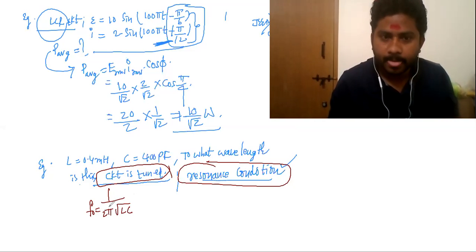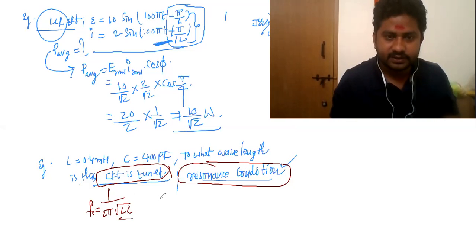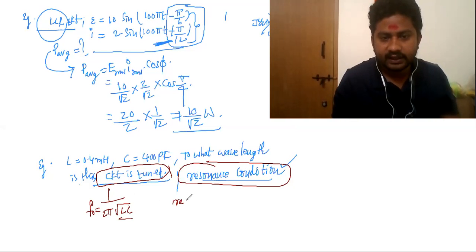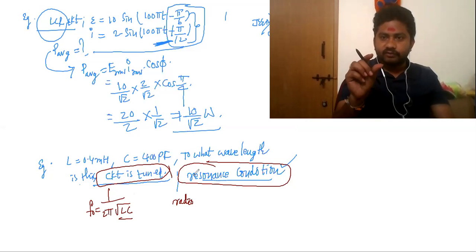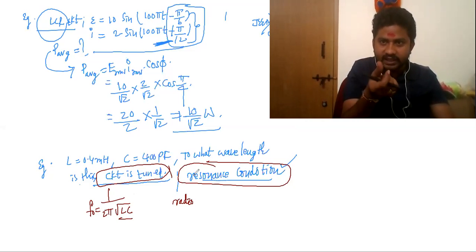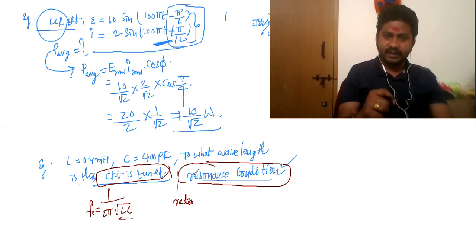What does it mean? Look here, L and C: there is an inductor and a capacitor. So let us take the concept of a radio, where tuning happens. There will be a knob and we will be rotating it. At a particular point only, the channel will appear, right? So the channel will be active.